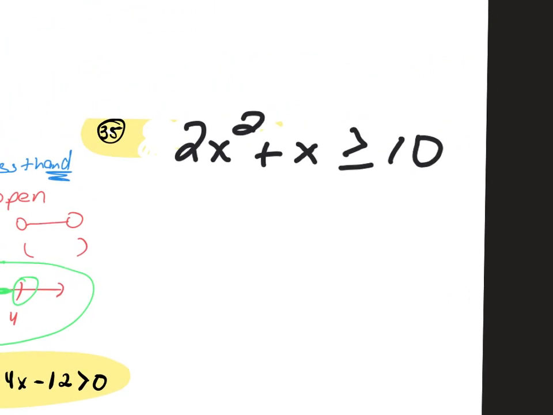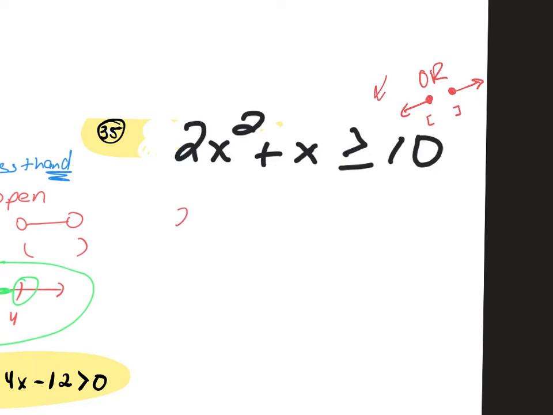All right, let's look at 35. 35 again is what kind of a problem? It's a quadratic because it's squared. So I look and I say, okay, this is greater, so it's or. I have closed dots because there's the or equal to, and I'm going to have brackets on my answer.